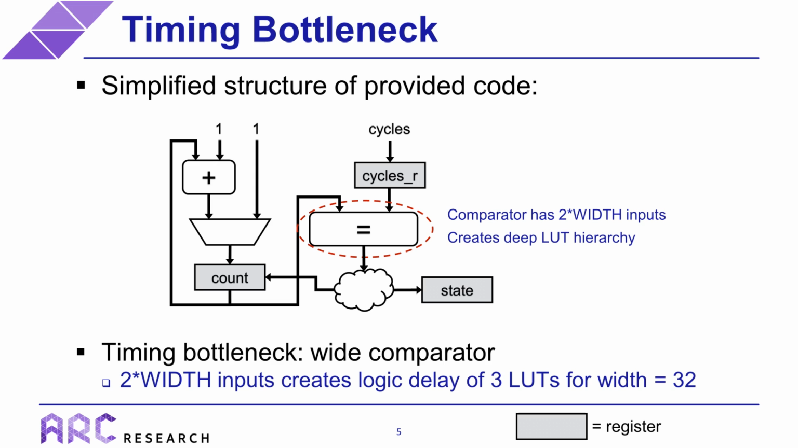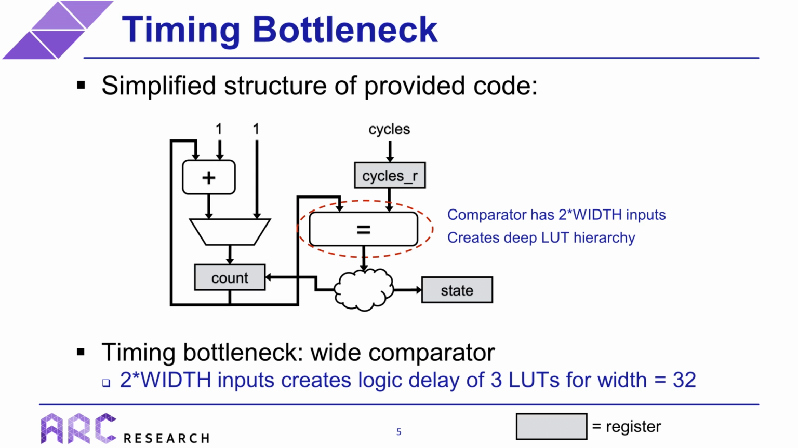All right, so as we just saw in Quartus, the comparator in our timer is causing a significant timing bottleneck. The reason for this bottleneck is that the comparator has 2 times width total inputs, which created a deep lookup table hierarchy that required the count to pass through 3 lookup tables. So we now know that we have to optimize this comparator to meet our timing constraint. One possible option is to use pipelining again, like we did in the earlier example, but that would be a little challenging here because the increased latency could potentially break the timer functionality if we weren't careful.